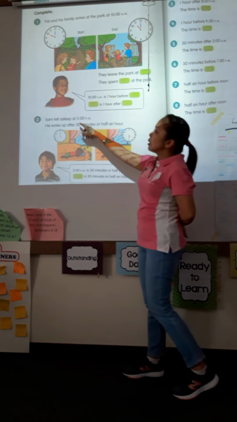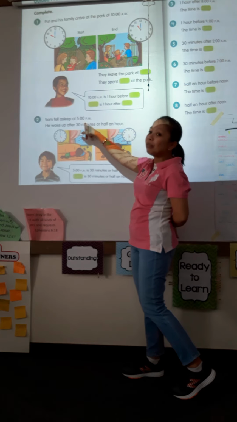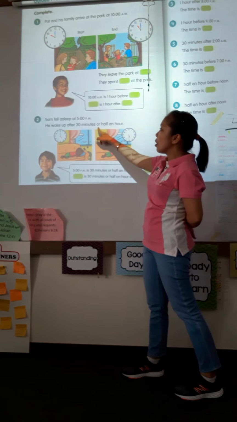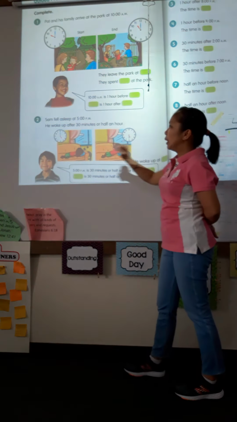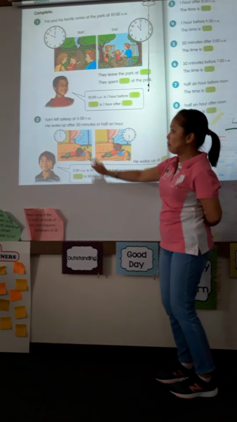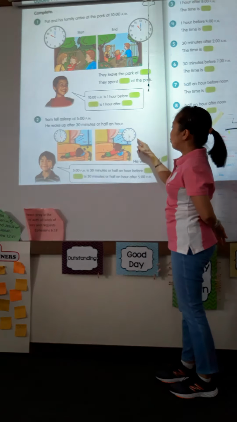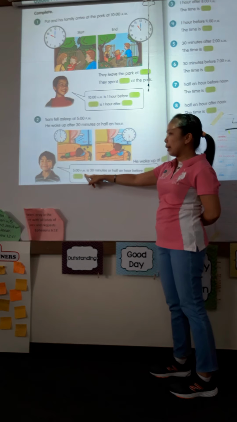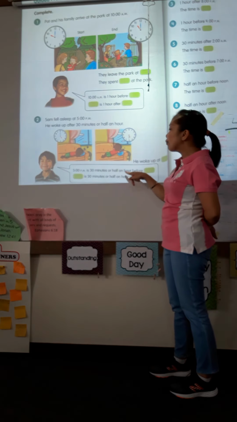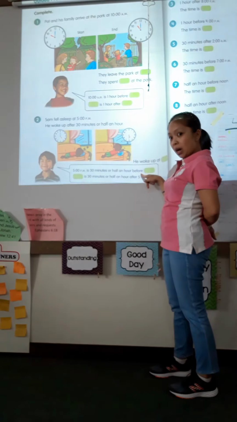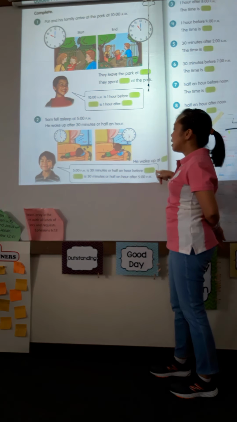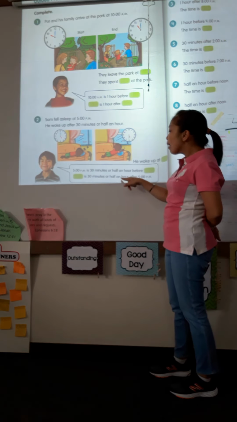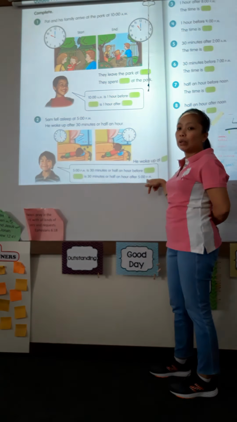Another example. Sam fell asleep at 5 o'clock p.m. He woke up after 30 minutes or half an hour. 5 o'clock, he was sleeping, taking a nap. Are you taking a nap? 5:30, he woke up. 5 o'clock p.m. is 30 minutes or half an hour before 5:30 p.m. So 5:30 p.m. is 30 minutes or half an hour after 5 o'clock p.m.